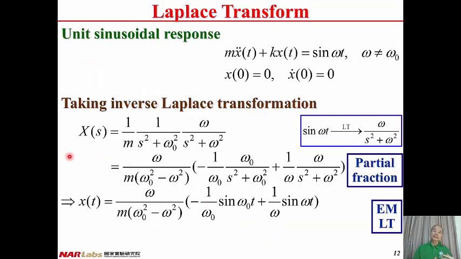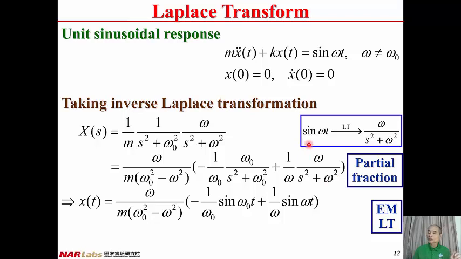And then we are going to take inverse Laplace transformation. Because from the Laplace transform here, it's not that easy to find out the inverse Laplace transform. So that by partial fraction, we decompose this fraction into two fractions. One is omega 0 divided by s squared plus omega 0 squared. The other is omega divided by s squared plus omega squared.